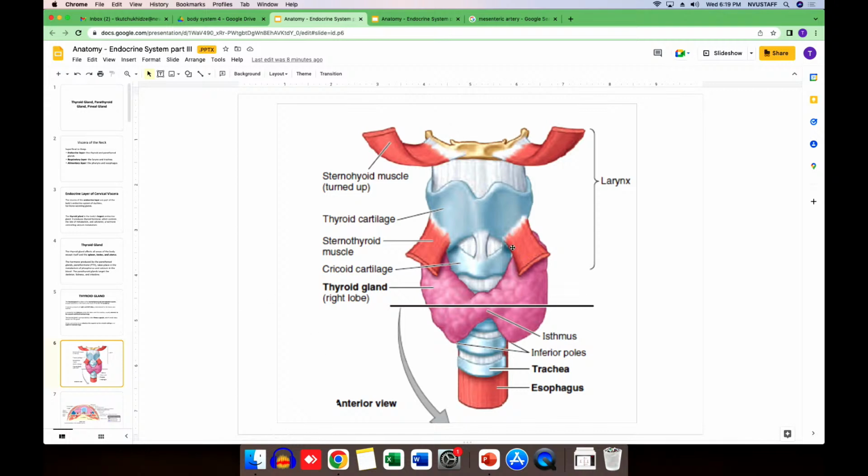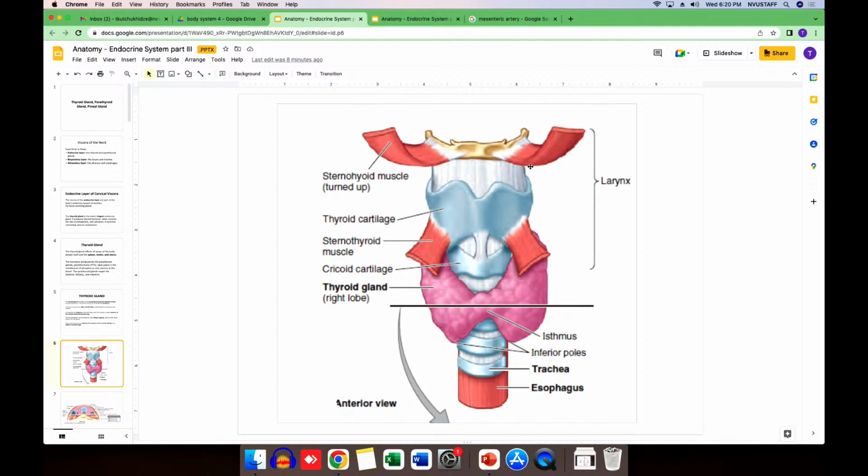So what we were talking about is here. This is our sternohyoid muscles. It is shown as if we are pulling it up. However, it should be on this plane, attached here, but we are showing you the thyroid. That's why they are looking up, okay? So these are our sternohyoid muscles. Then comes our thyroid cartilage. Then we see the sternothyroid muscle, which is here. And we have the cricoid cartilage below it.